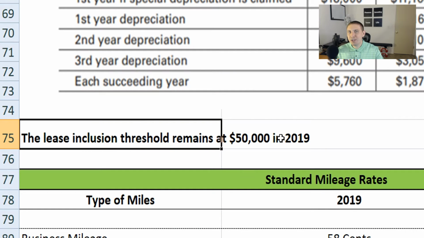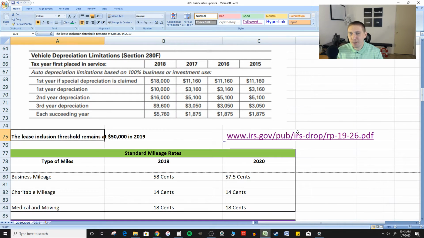I also included on the spreadsheet this year the lease inclusion threshold, which remains at $50,000 in 2019. And if you want to learn more about that, go to this publication via this link to the IRS website.